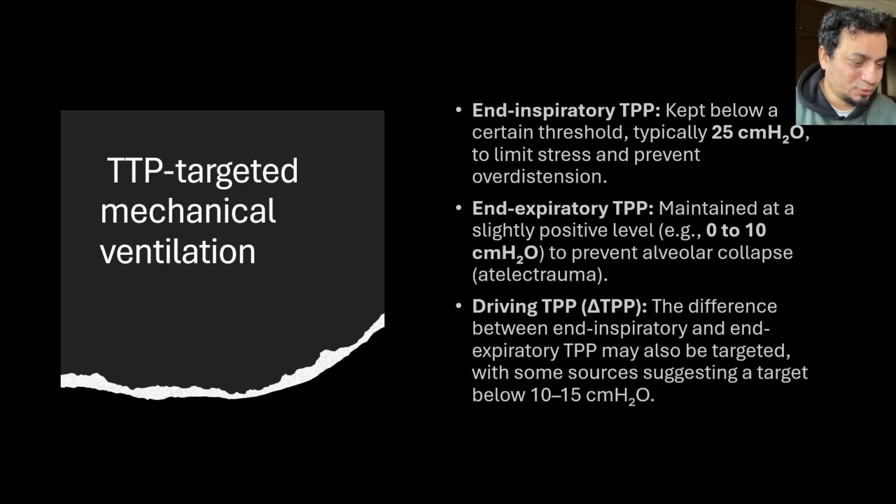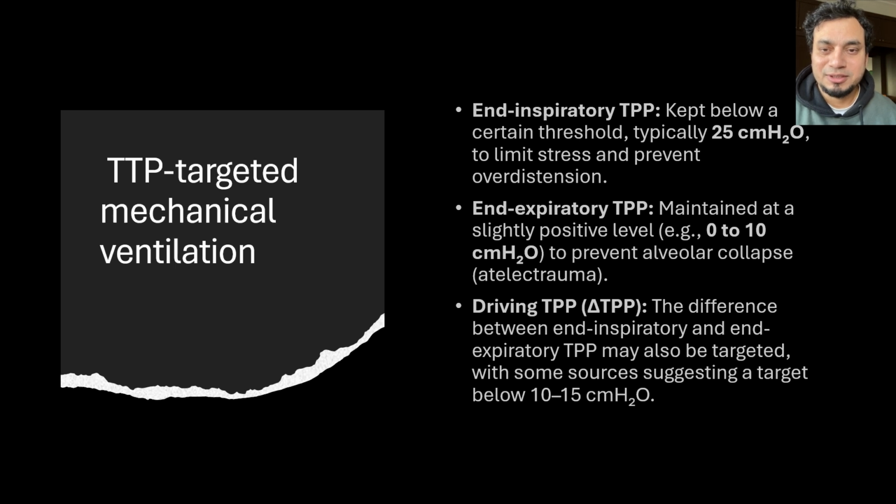Okay, so TPP guided mechanical ventilation, this could be a short note. It uses the transpulmonary pressure to optimize the recruitment, to optimize tidal volume, and to optimize the PEEP. This is your TPP targeted mechanical ventilation. There is something called driving TPP or delta TPP. That is the difference between end inspiratory and end expiratory TPP, which should be targeted. As per a few studies and articles, they suggest a target below 10 to 15 centimeter of water.